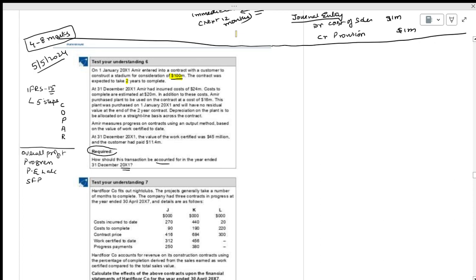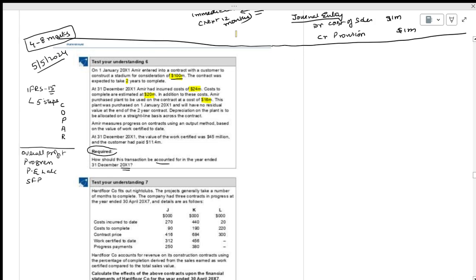Usually we use this type of accounting in construction contracts. At 31st December, means after 1 year, they have incurred cost. Cost to date is 24 million. Cost to complete is 20 million. You can do it immediately on rough paper. Amir purchased a plant to be used in the contract, worth 16 million.